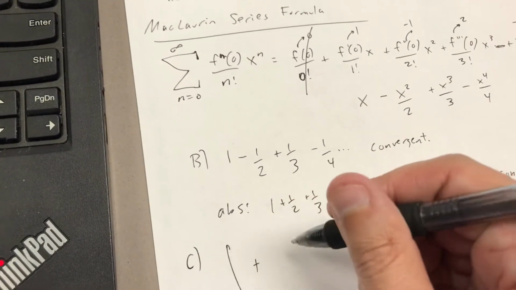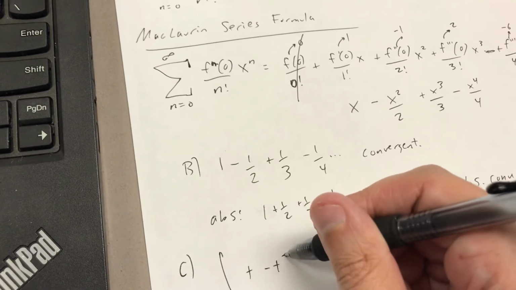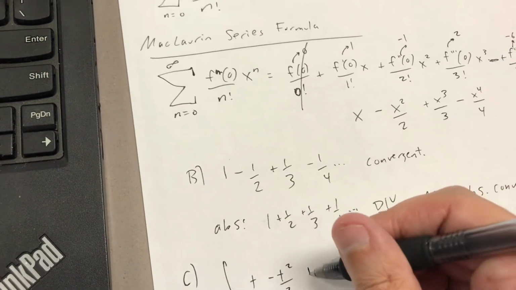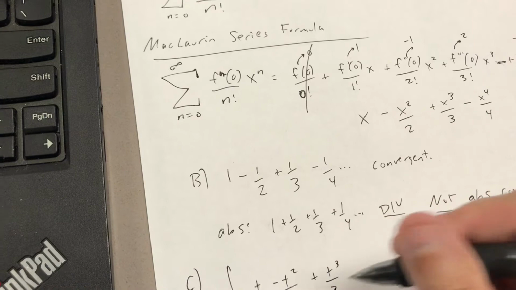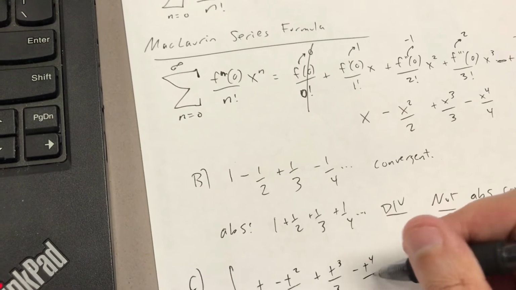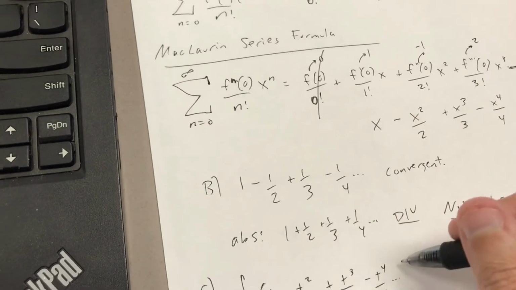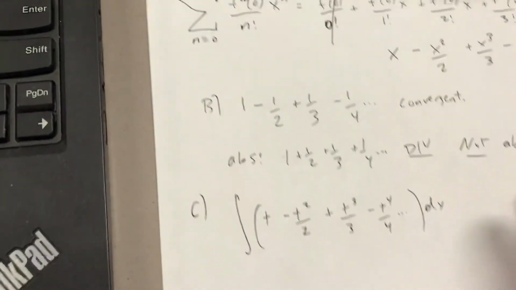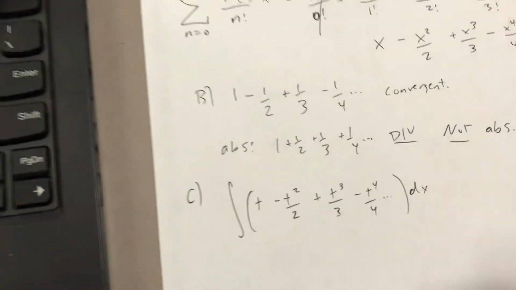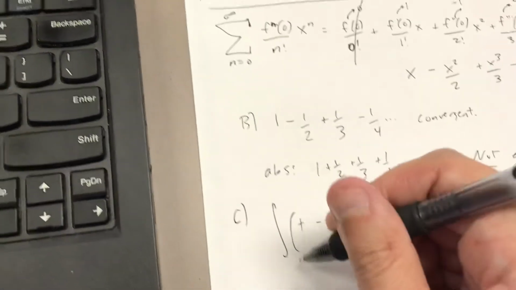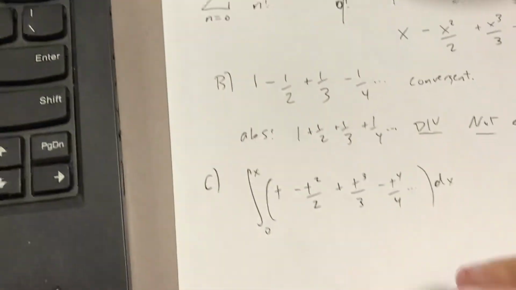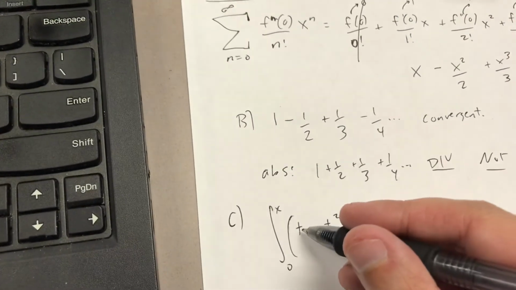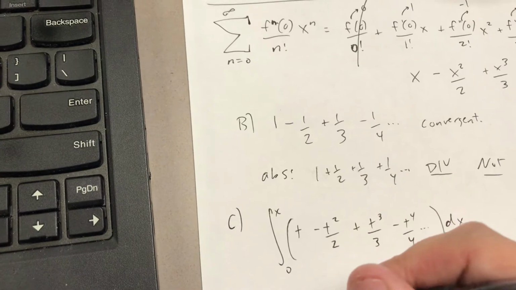So that's going to be t minus t squared over 2 plus t cubed over 3 minus t to the fourth over 4, and so on. We're taking the integral with respect to x. And again, the great thing about series is these are just power rule problems, and then we're going to evaluate it between 0 and x. So raise the power by 1, divide by the new power.